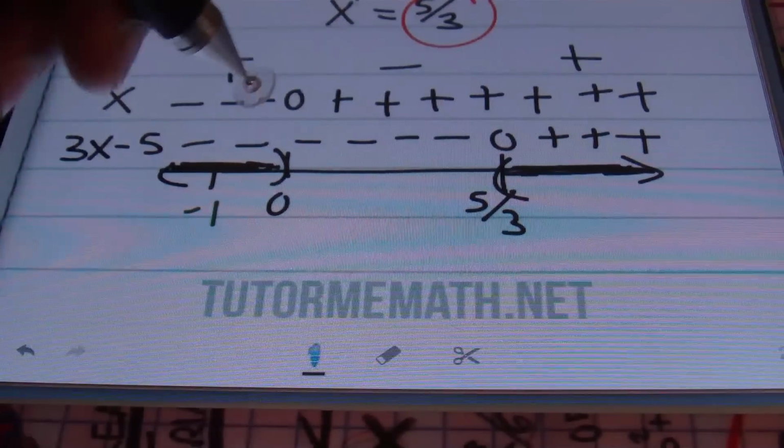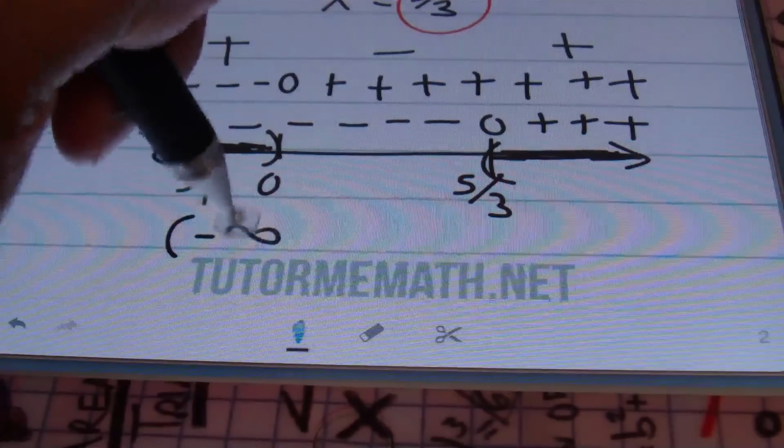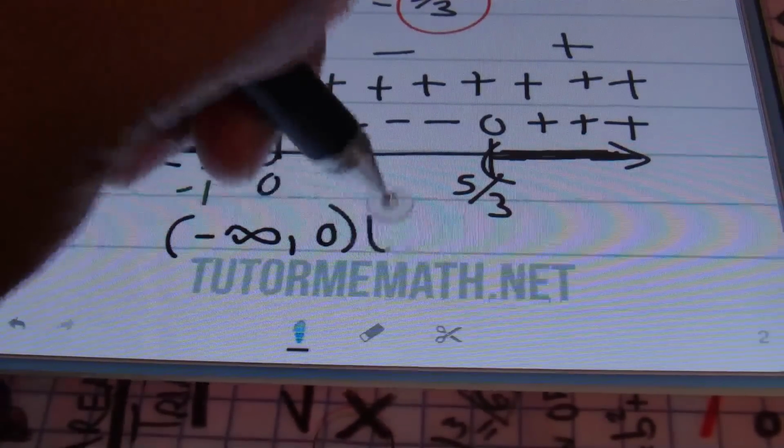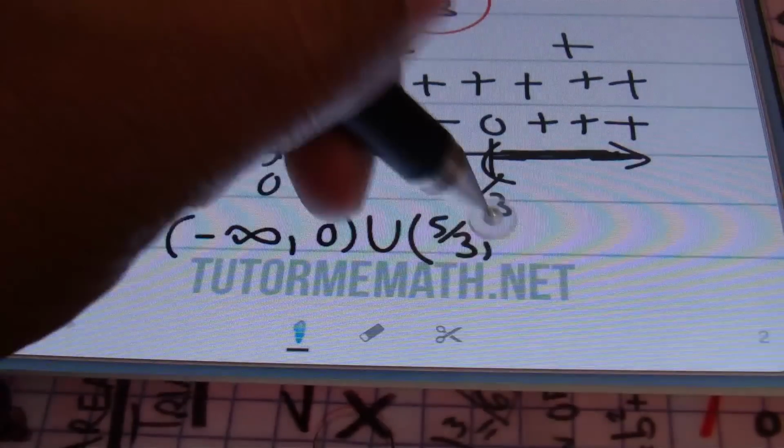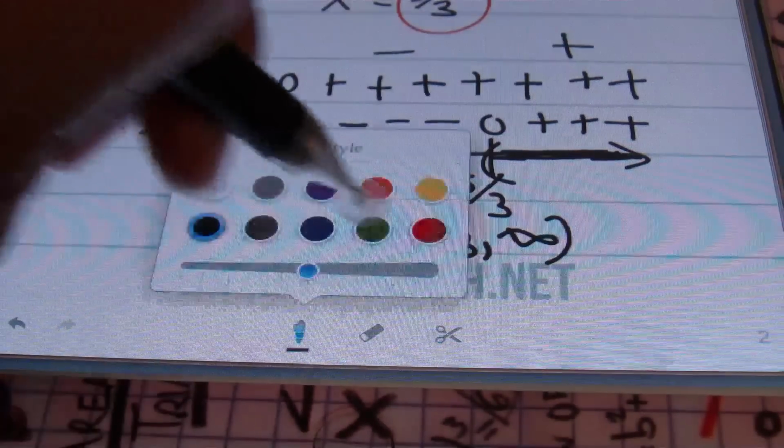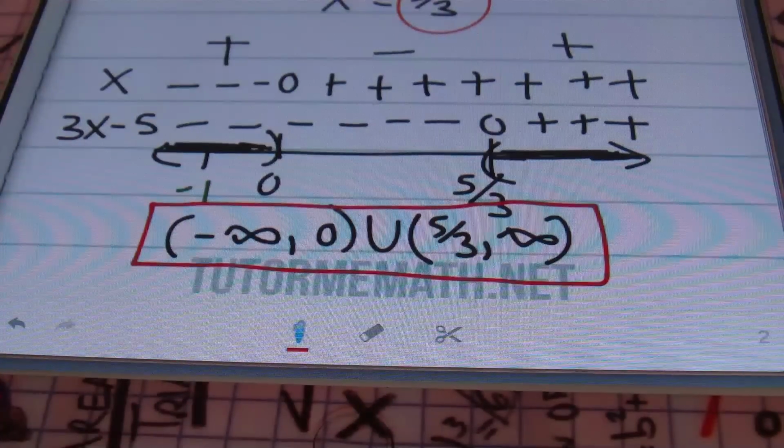In interval notation, you would write it as negative infinity to 0 union 5/3 to positive infinity. And this is the answer. I'm going to go ahead and box that up in red. There you go. All right.